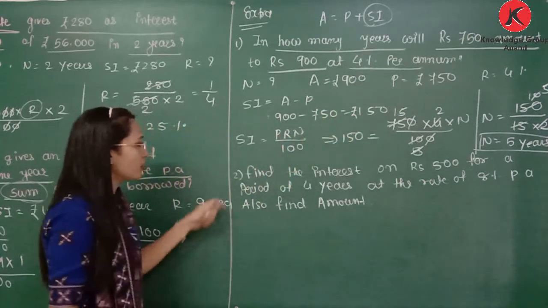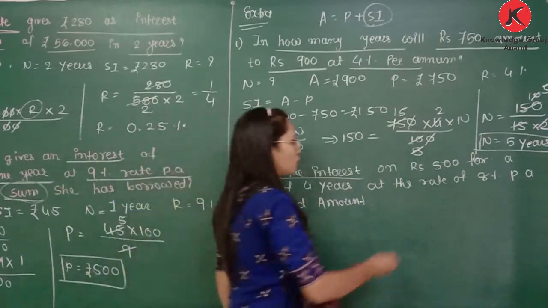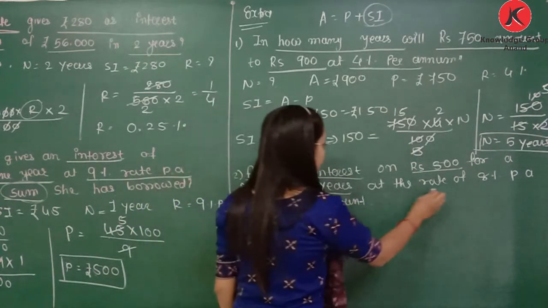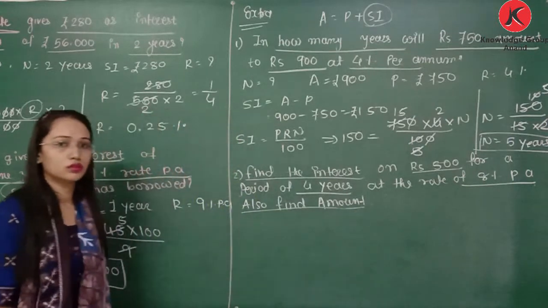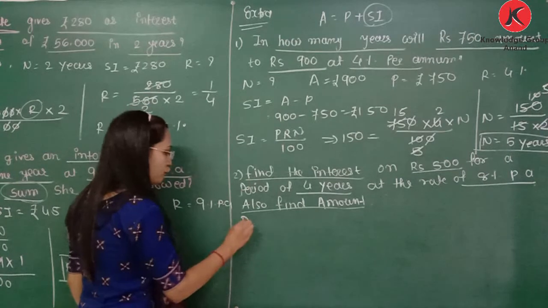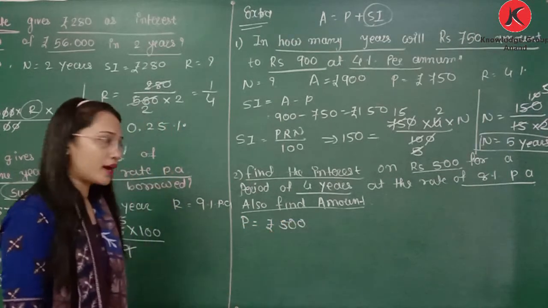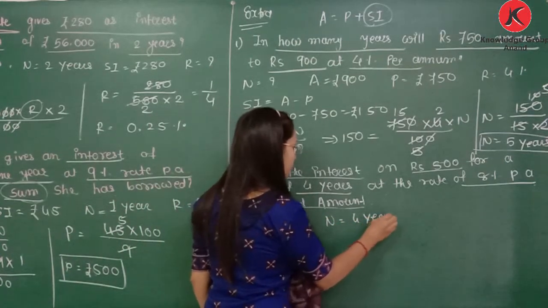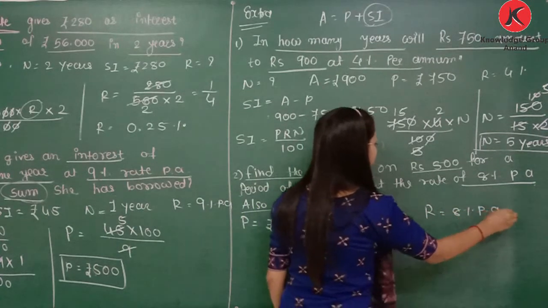Now next one, find the interest. What we need to find? Interest on rupees 500 for period of 4 years at the rate of 8% per annum. Also find the amount. So here we need to find the simple interest. So let's write whatever information is given. Principal value, sum is given 500, n is given 4 years, rate of interest is given 8% per annum.